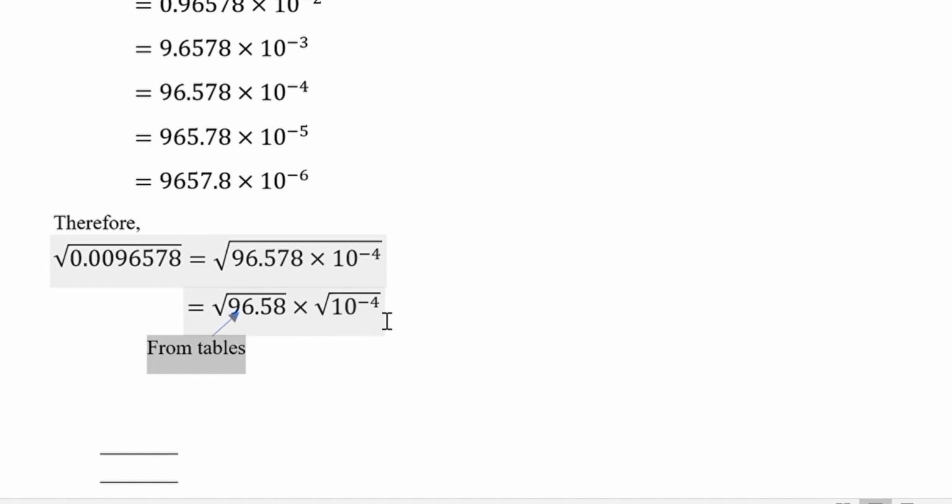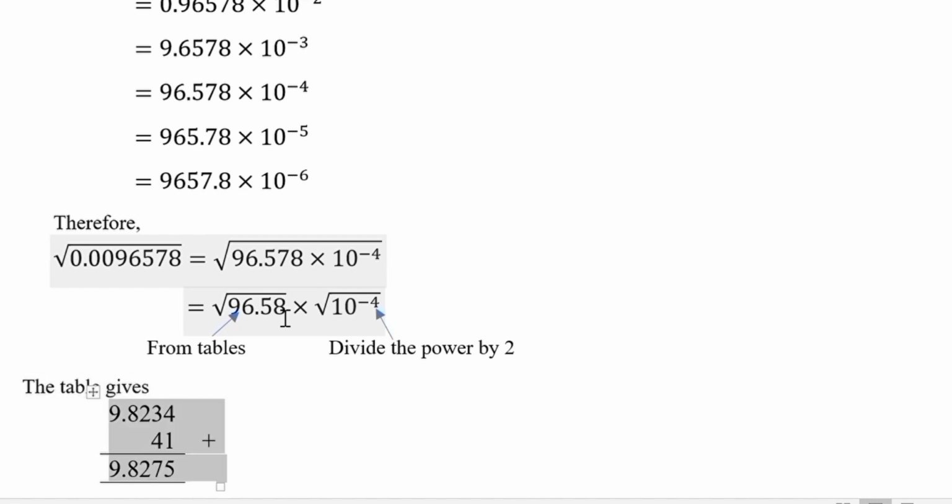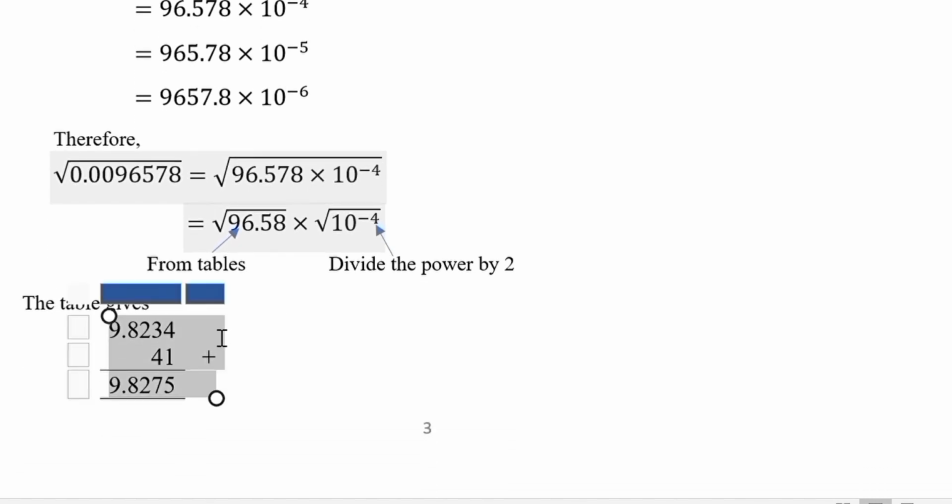And then for this one, we divided the power by 2. Now from the table, this is the value. If you read it from the table, you'll get this one. Remember, this 41 here is not a whole number. This is a decimalized number. That's why we are writing it to the extreme right when we are adding. And that gives us 9.8275. This is the square root for this number.